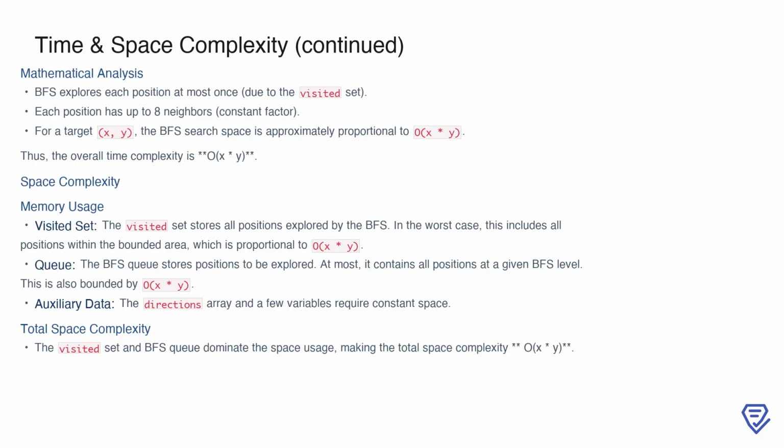On the space complexity side, memory usage is primarily determined by 3 components. First, the visited set, which keeps track of all explored positions, can grow to include all positions within the bounded area, making its size proportional to O(x*y). Second, the BFS queue stores positions to be explored, and at its peak, it may contain all positions at a single BFS level, which is again bounded by O(x*y). Lastly, there are auxiliary data structures like the directions array and a few variables, but these require only constant space. As a result, the total space complexity is also O(x*y), dominated by the visited set and the BFS queue.